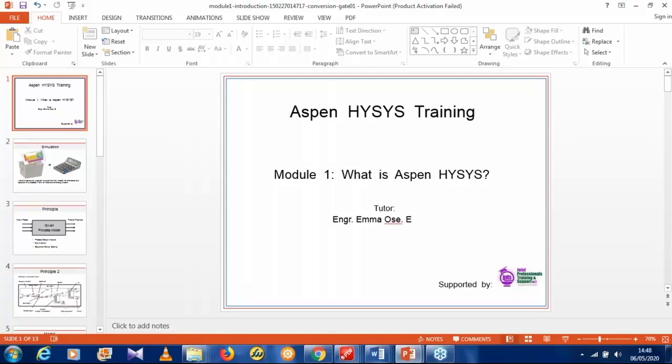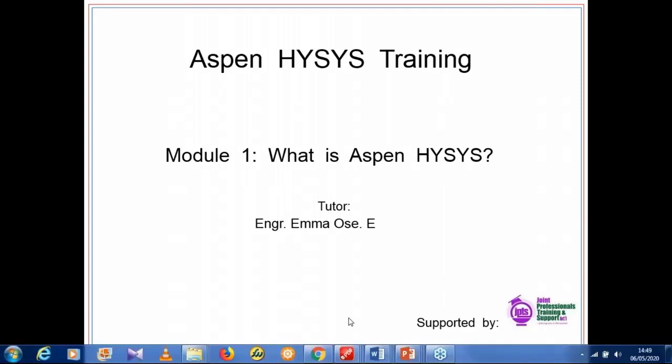Under simulation, we talked about reservoir waiting, and today we will be going into another area, simulation in the oil industry, specifically talking about HYSYS simulation. It's a very interesting area of simulation.